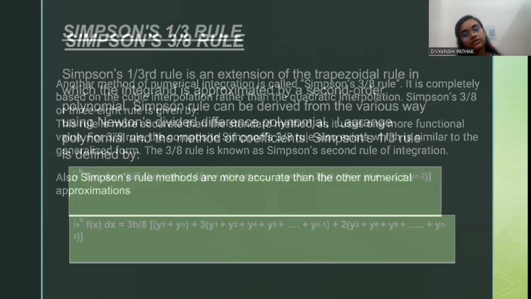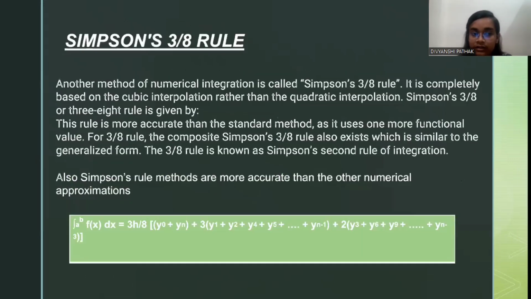Now, Simpson 3/8 rule. Another method of numerical integration is Simpson 3/8 rule. It is also known as the second rule of integration. Okay. It is completely based on cubic interpolation rather than quadratic interpolation. Simpson 3/8 rule is given by this formula.